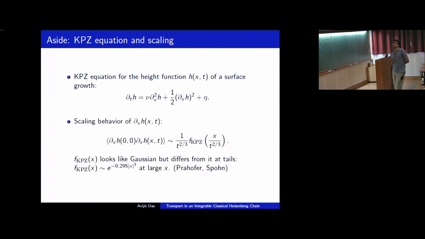But the question is, this particular quantity goes as the f-KPZ function. What is the f-KPZ function? f-KPZ actually looks like a Gaussian, but at large x it goes as minus x cubed in the exponent. Okay. So it is not Gaussian. At the tails, things are different.